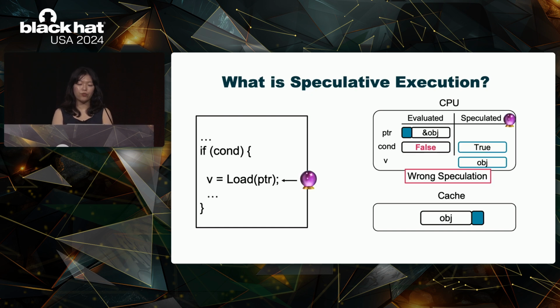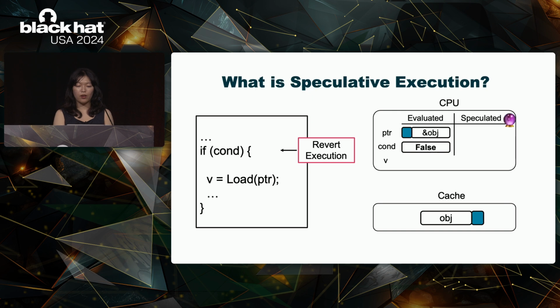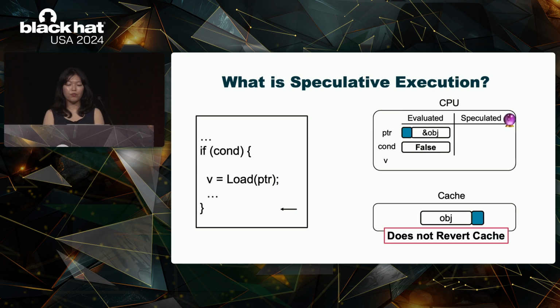However, when the condition value is false, this code shouldn't have been executed. So the CPU discards this speculated state and reverses the execution to the correct path and continues with the false branch. However, the CPU does not revert the cache state, so the memory object is still cached.